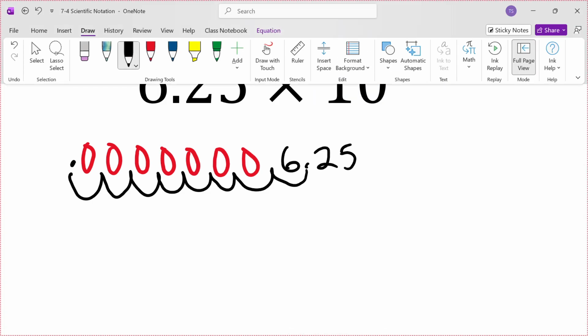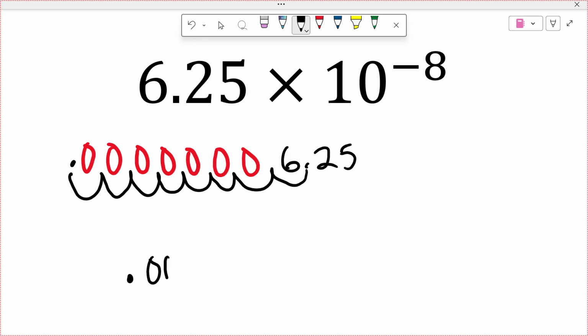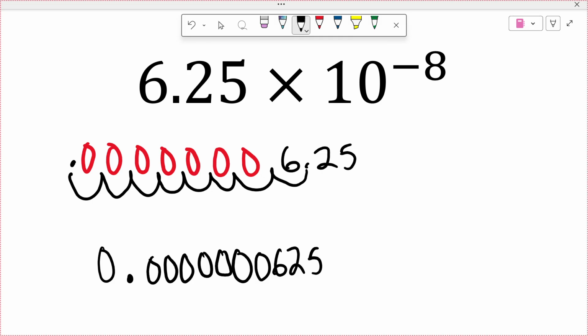So I have 0.0000000. How many do I have here? I have 7. And then 625. And then I should not start a number with a decimal, so I'm going to put 0 there.